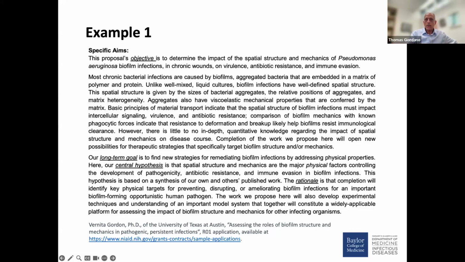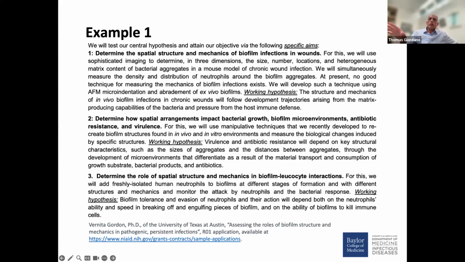So they state a central hypothesis, and then they go into the aims. Aim 1, determine the spatial structure and mechanics of biofilm infections in wounds. And they describe how they're going to do that with a working hypothesis. Aim 2, determine how spatial arrangements impact bacterial growth, biofilm microenvironments, antibiotic resistance, and virulence. This is not dependent on the success of Aim 1. And then Aim 3 is determine the role of spatial structure. And now they're going to add some white blood cells in. And so you'll gain more information about the leukocyte to biofilm interactions. So it's 3 aims, not interdependent, all around the same central hypothesis with individual working hypotheses for each aim.